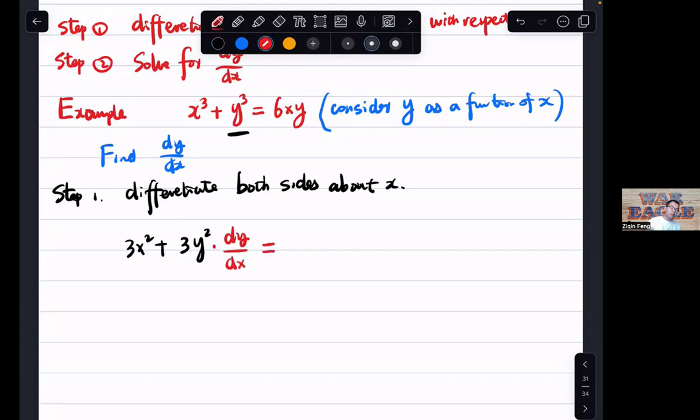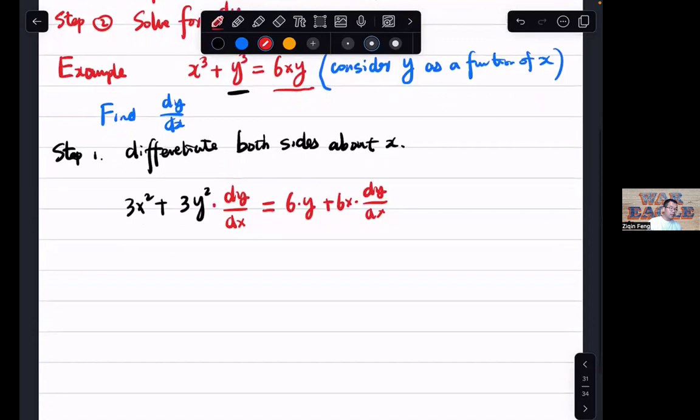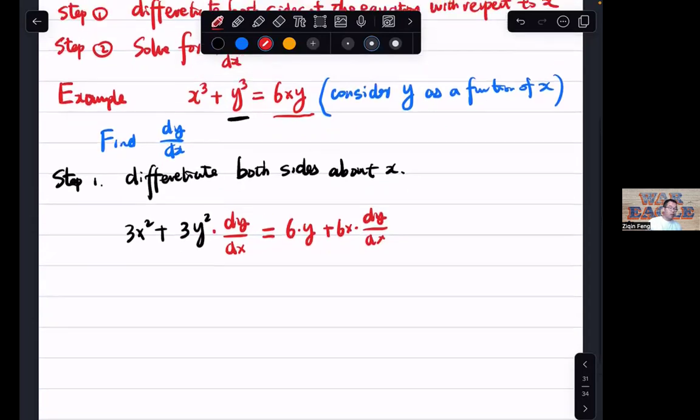The term on the right side is the product of two functions, 6x and y. The derivative of 6x about x is 6, so you get 6 times y. For sure we want to use the product rule, plus 6x times the second factor, the derivative of y about x. We don't know that, so we just keep it: dy over dx. That's how we differentiate both sides of our given equation about x.